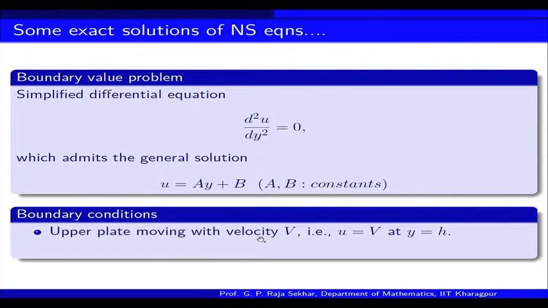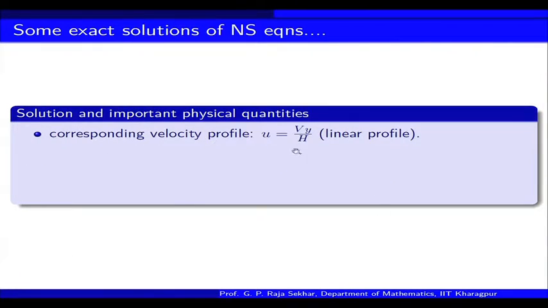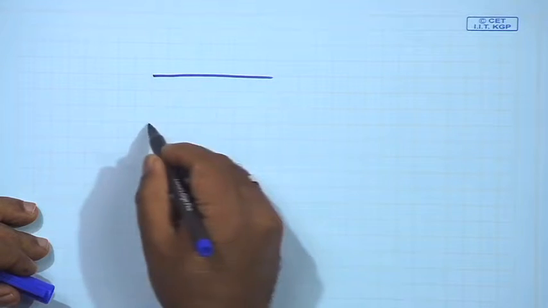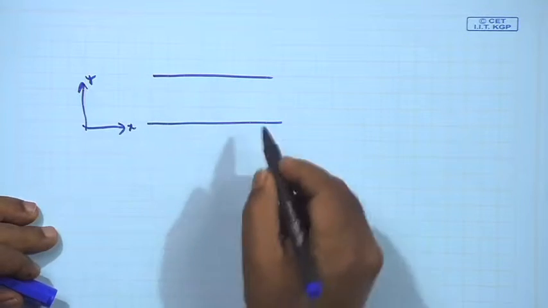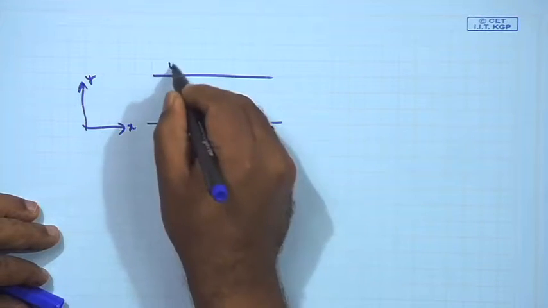The upper plate is moving with velocity V, so you enforce this condition, and the lower plate is at rest, so you enforce this condition, then determine A and B. If we take this condition, B will be 0, simple, and if we enforce this condition, then A will be V by h. That is what we get. The corresponding velocity profile is linear, which means you have two plates. This is x and y, this is at rest, therefore u is 0. This is moving.